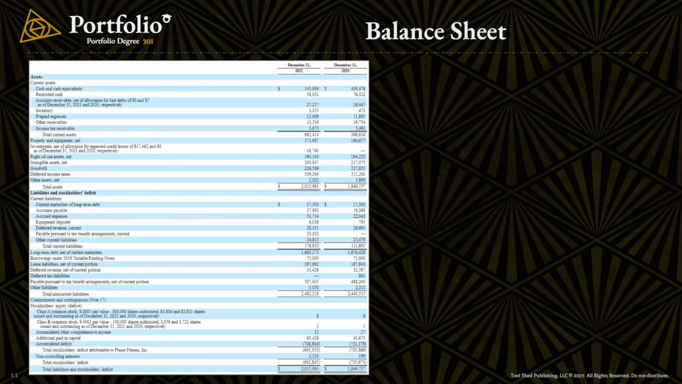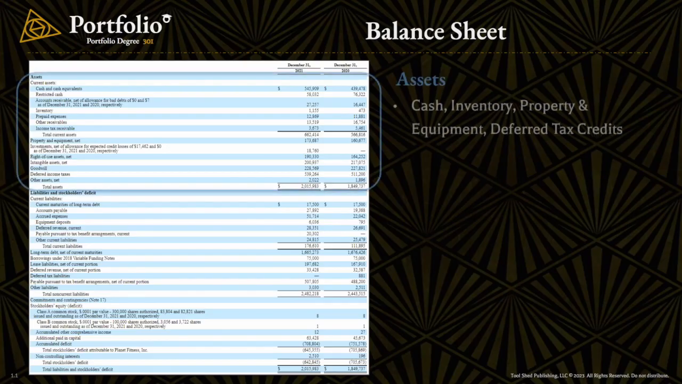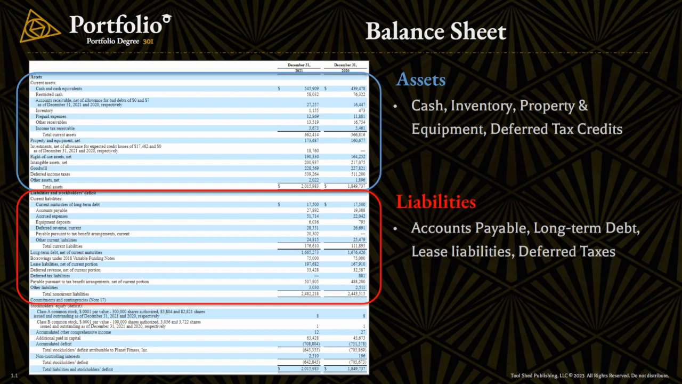When it comes to the balance sheet, this statement is all about understanding assets, liabilities, and shareholders' equity. At the top, you've got your assets, which are things like cash, inventory, property, and equipment, maybe even deferred tax credits, things of that nature. Then you have your liabilities, which are like your accounts payable, your long-term debt, your lease liabilities, and since I mentioned tax credits, from a liability standpoint, you could also include deferred taxes.